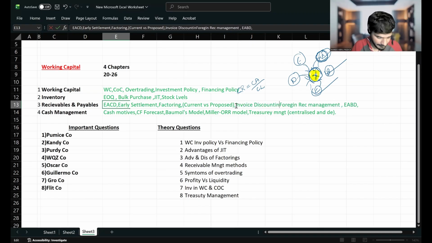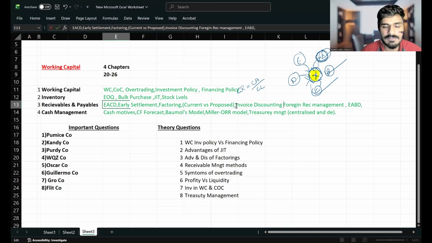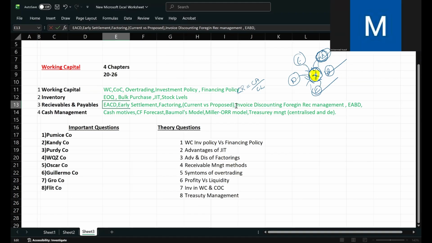Invoice discounting, right? Am I right? Are you getting it, sir? Yes, fine, good. Then any more questions? And sir, that undercapitalization and overcapitalization.